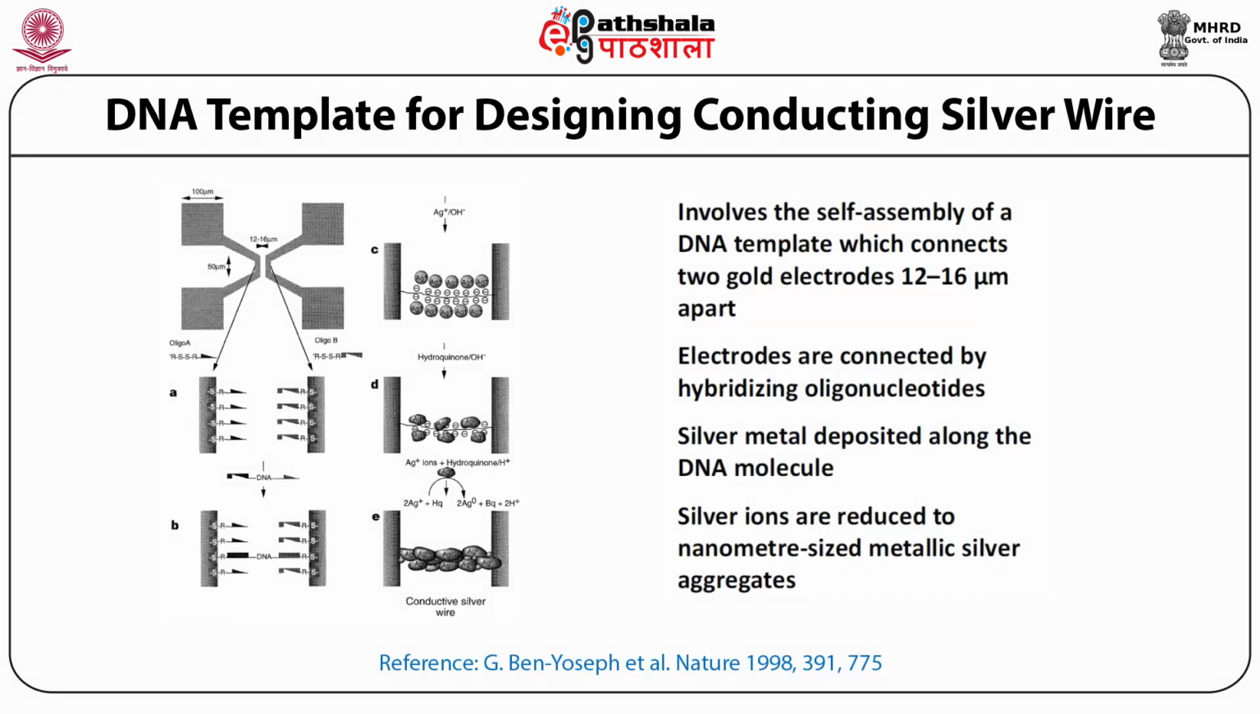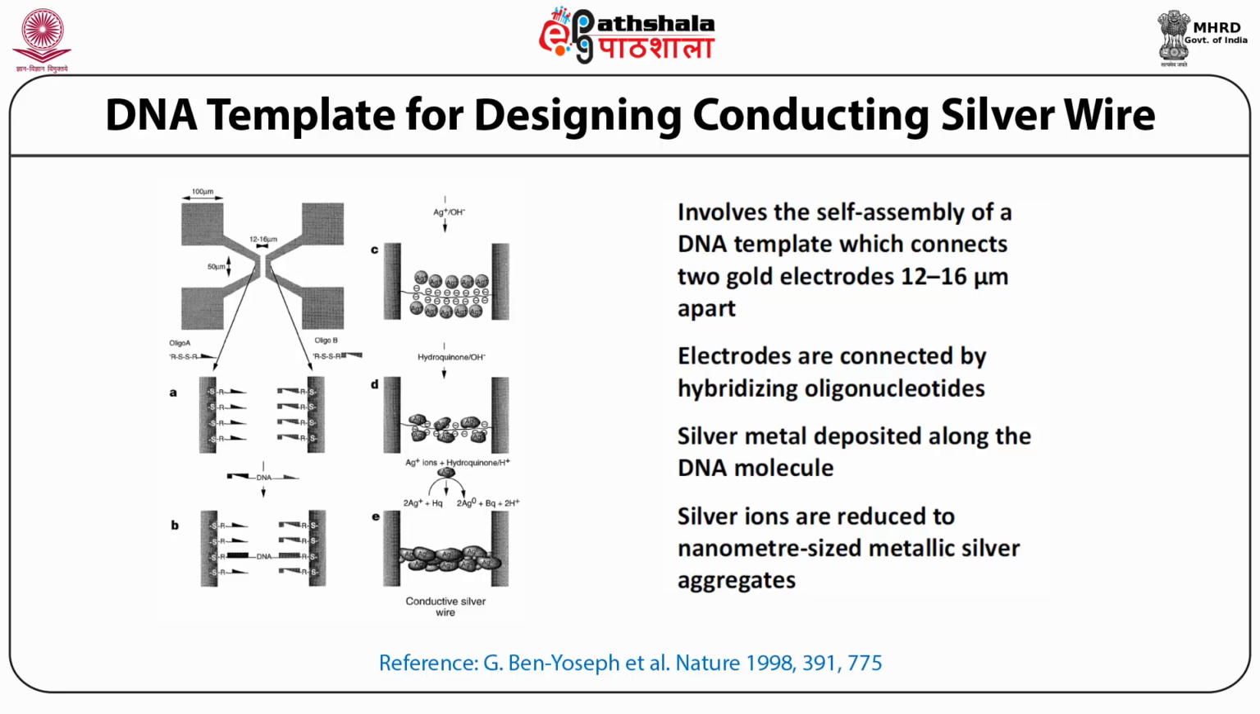This slide shows a classic example of DNA templated assembly to form conducting silver wire. In this case, two gold electrodes were taken, and the distance between these two gold electrodes is around 12 to 16 micrometer. These gold electrodes were surface functionalized with thiol modified oligonucleotides, two different oligonucleotides on two different gold electrodes, and then a long oligonucleotide with both the complementary sequences was added to it, and it formed a hybridized structure.